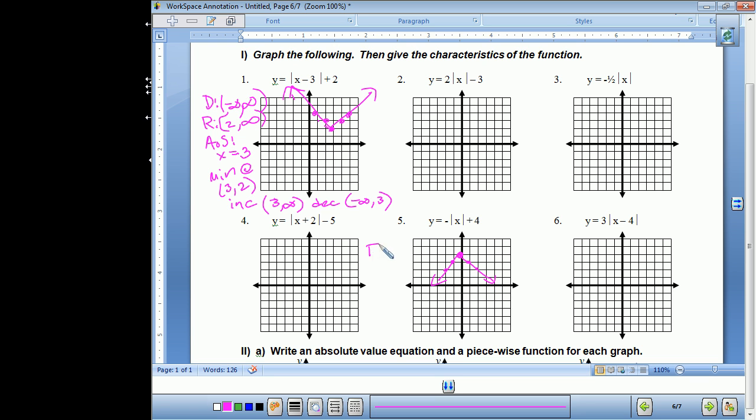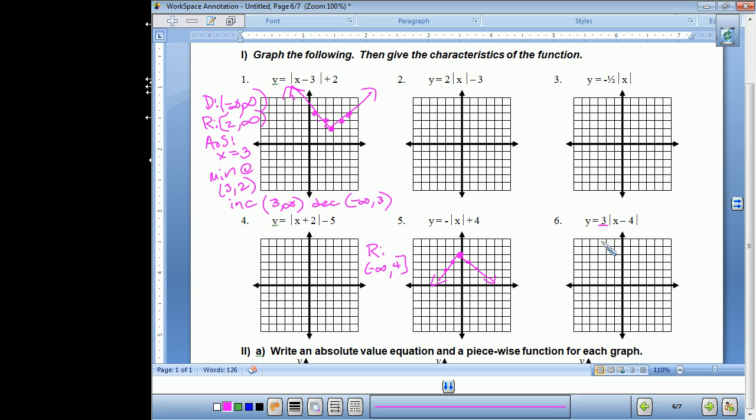So this is going to change our range a wee bit, because range is always the least y value to the greatest y value. Negative infinity to 4. And I think you can do the rest. It also changes the in behavior. As x approaches positive or negative infinity, y approaches whichever way it's pointing. In this case, negative infinity.